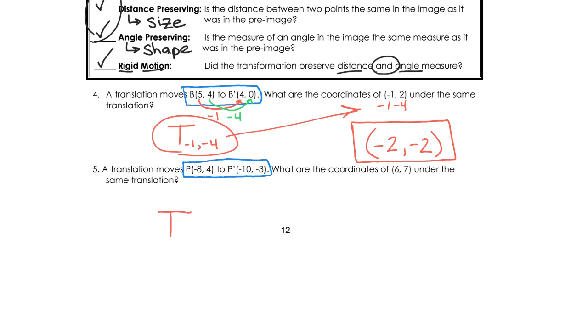So we're going to look at the x coordinates first and ask ourselves, how do we get from negative 8 to negative 10? Do we add or do we subtract? Hopefully you're saying subtract, and hopefully you know that all it's going to take is to subtract 2 from negative 8. You'll end up at negative 10. So now we have the first part in our translation rule.